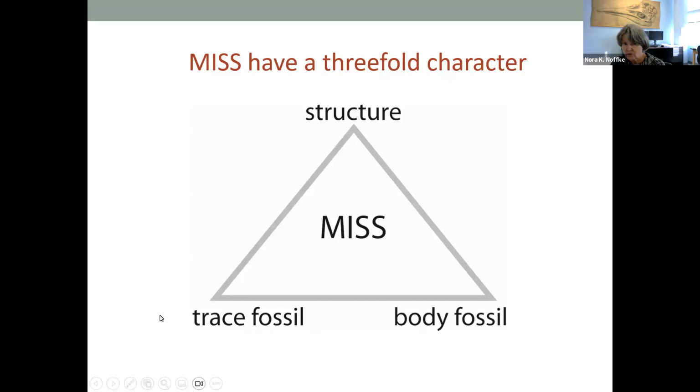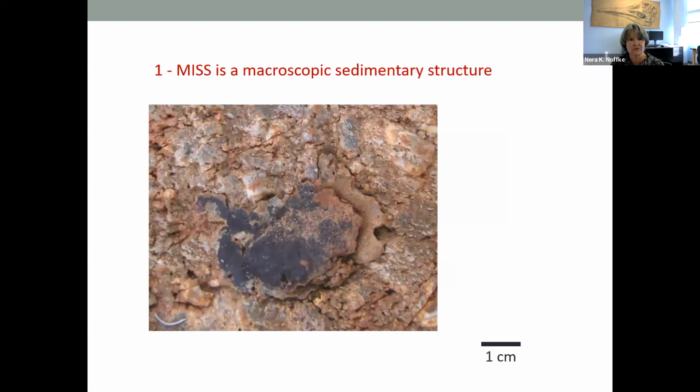We can also regard MISS as traces or trace fossils, because we have, as a cause of those structures, the interaction of organisms with a sediment. And we also see, as you will see in a moment, we have body fossils of microorganisms. So this is just an example for a macroscopic structure. This is an MISS. You've seen this before, the microbial mat chip, clearly visible in the field.